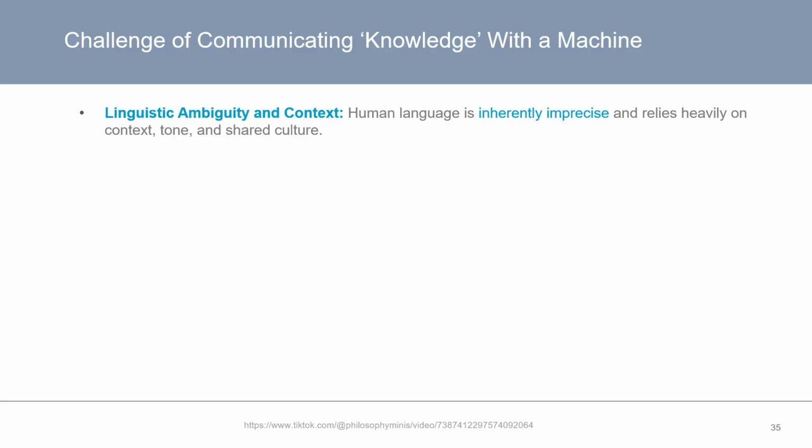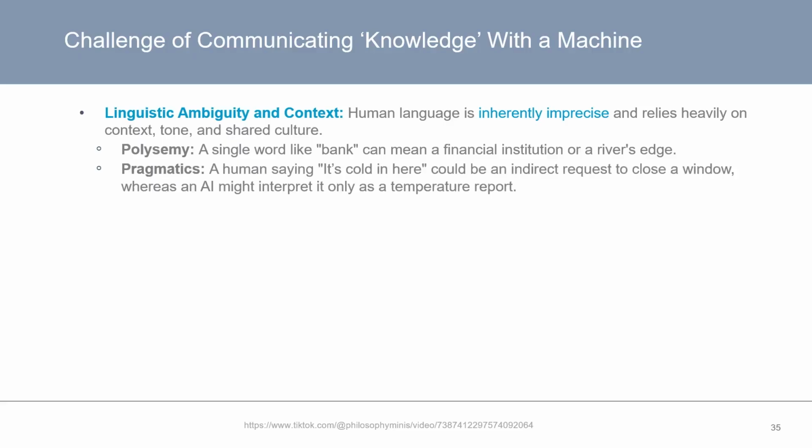Human language is inherently imprecise and relies heavily on context, tone, and shared culture. One example of this is called polysemy, where a single word like bank can mean a financial institution or a river's edge. Another example involves pragmatics, where a person saying "it's cold in here" could be an indirect request for someone to close a window, whereas an AI might interpret it only as a temperature report.